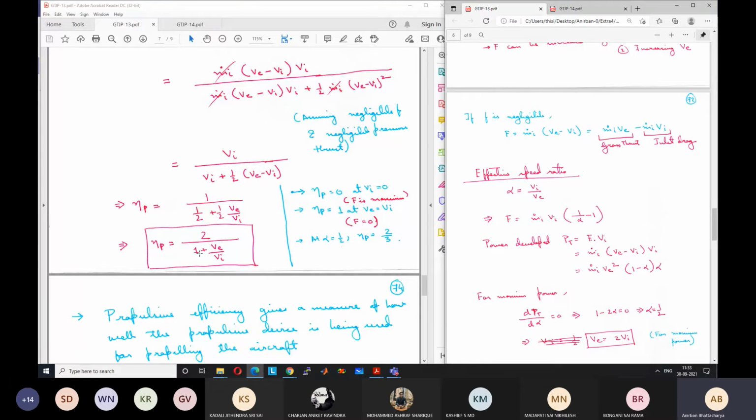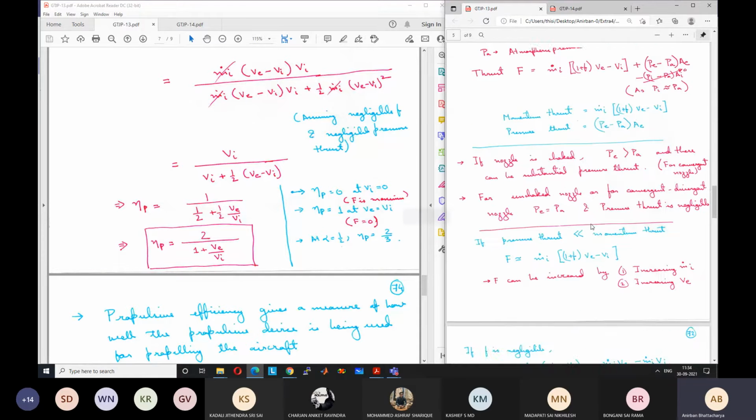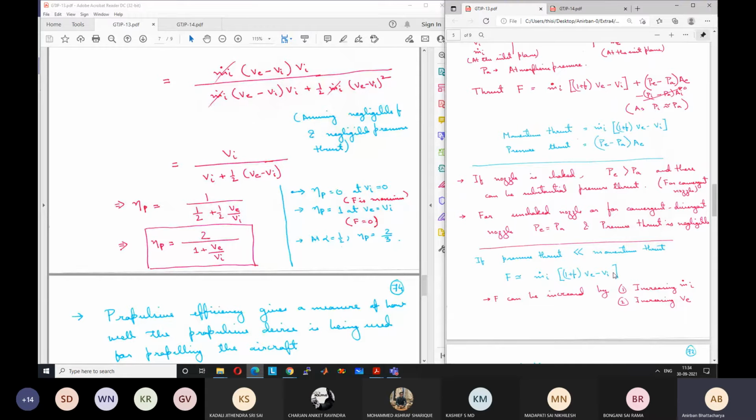This goes to a very large value and it becomes 0. You can see from here that Vi is 0 means propulsive efficiency is 0. This occurs at the takeoff condition. Obviously Vi cannot be exactly equal to 0, but when Vi is very small, the propulsive efficiency is small. But at that point, the thrust is maximum. During takeoff, the thrust is maximum because when Vi is 0, the inlet drag is 0. So you get the maximum thrust. But we cannot operate at maximum thrust condition because propulsive efficiency will be 0.